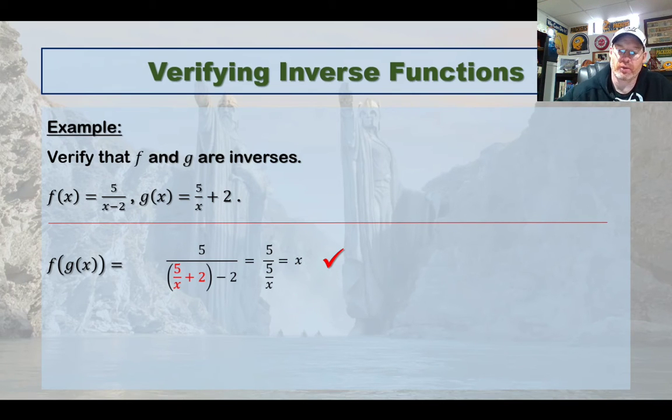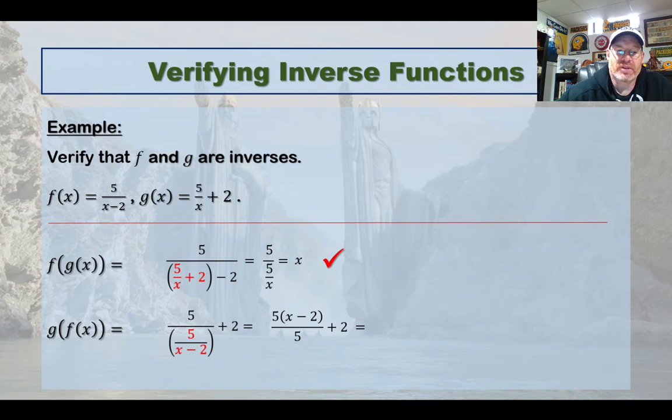But now we have to do it the other way as well. We have to take g of f. We're taking the entire f function and plugging it into the x's in g. All right, this one's a little more complicated. We need to multiply by the reciprocal in the denominator. It's going to give the x minus 2 on top. The 5's end up canceling. So you end up with x minus 2 plus 2, which is x. And that's what we need to establish.